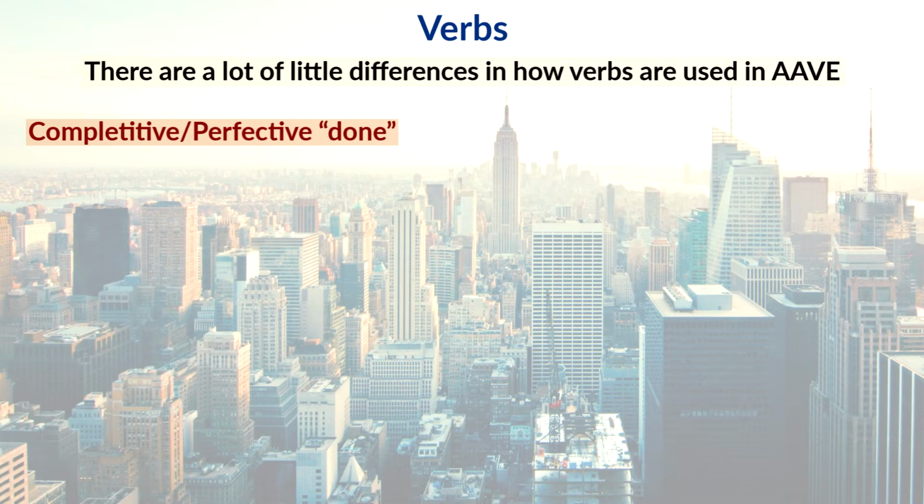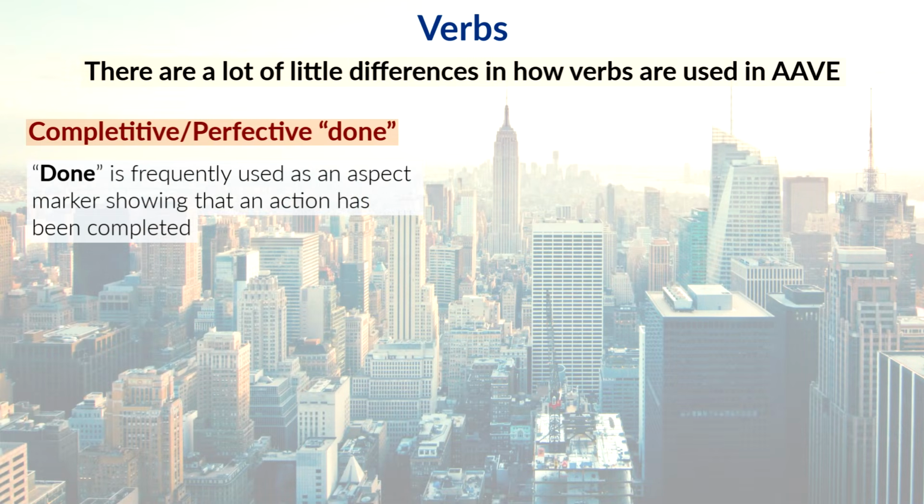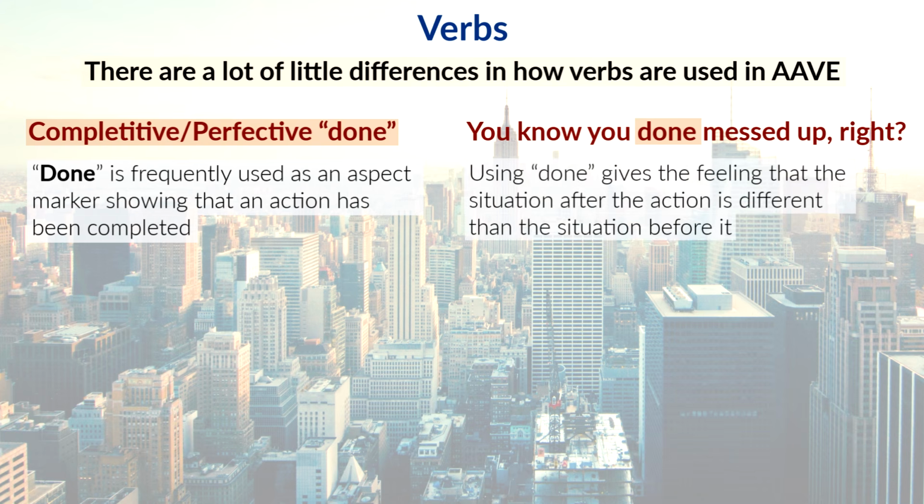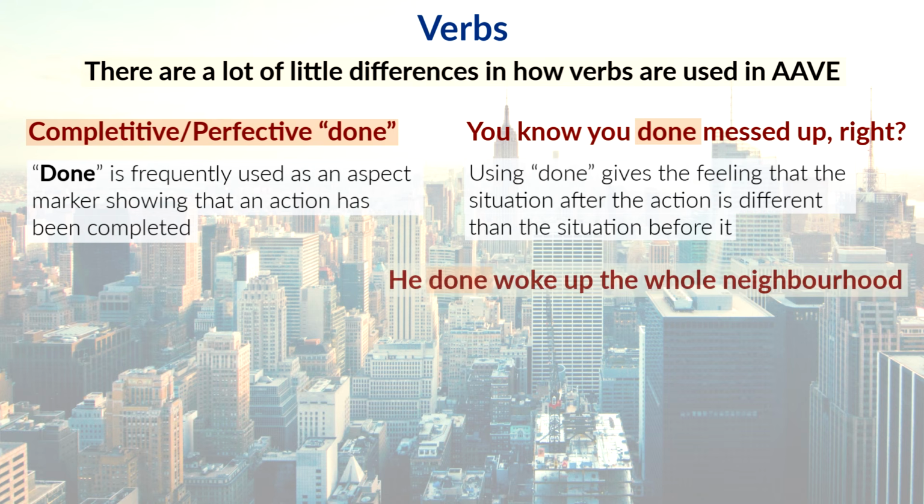Completive or perfective done. The word done is frequently used as an aspect marker showing that an action has been completed. "You know you done messed up, right?" This is often interpreted as referring to an action completed in the very recent past, but that's not necessarily the case. It could be further back in the past, but using done gives the feeling that the situation after the action is different than the situation before it. "He done woke up the whole neighborhood."